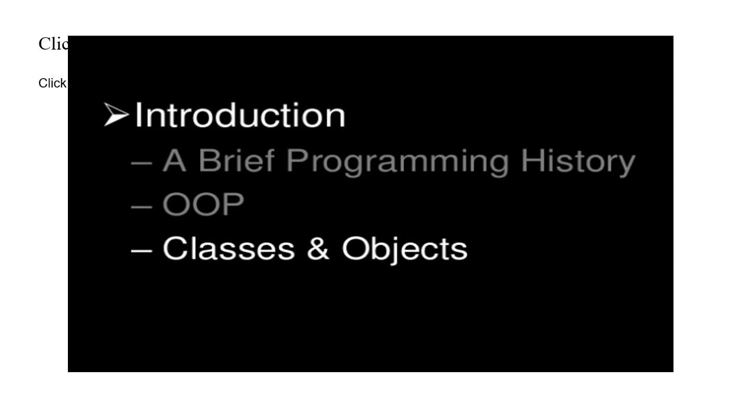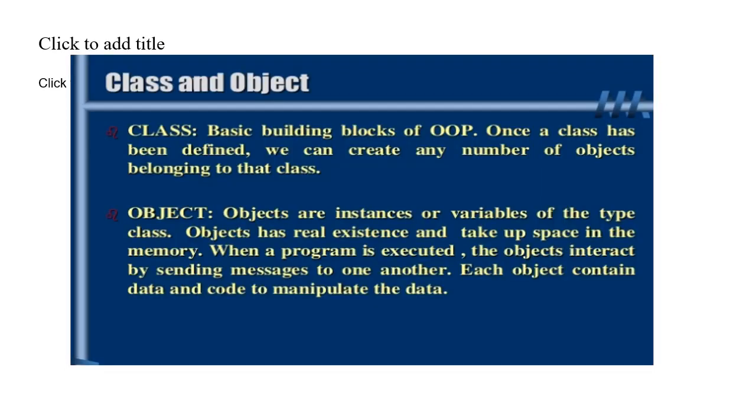So now we are going to learn the concept of classes and objects in object-oriented programming language. What is a class in object-oriented programming language? A class is a basic building block of OOP. Once a class has been defined, we can create any number of objects belonging to that class. Now I told you what is meant by object. Objects are nothing but instances or variables of type class.